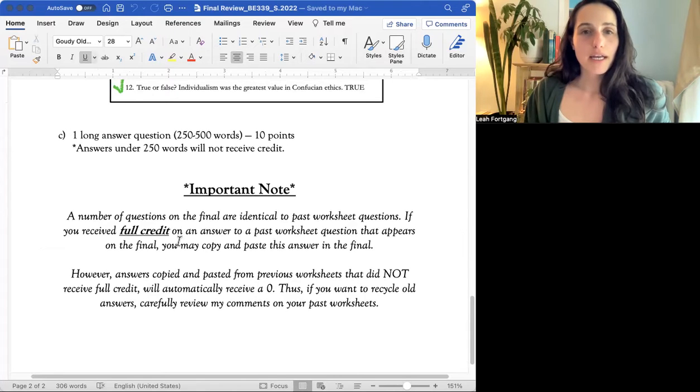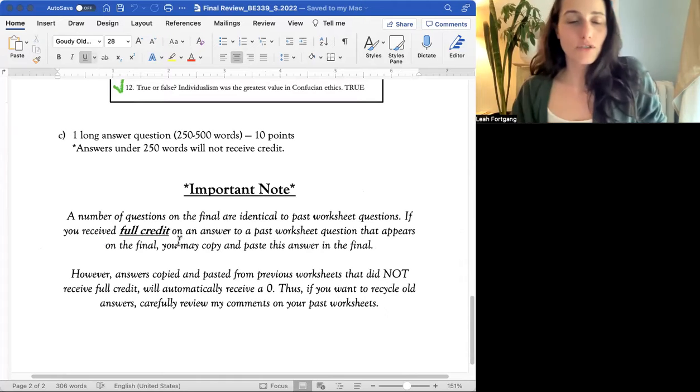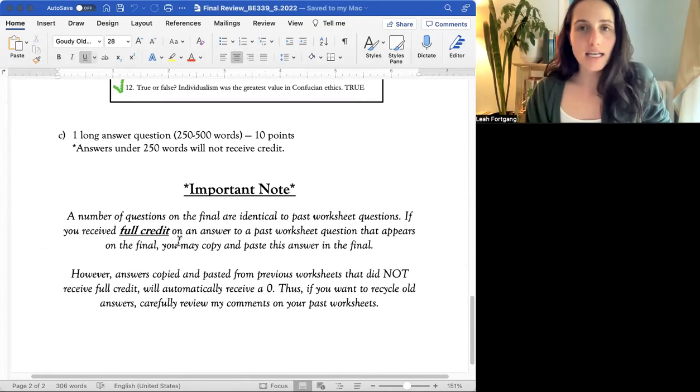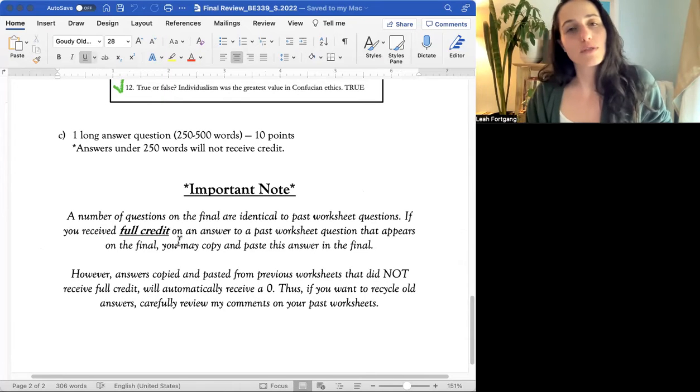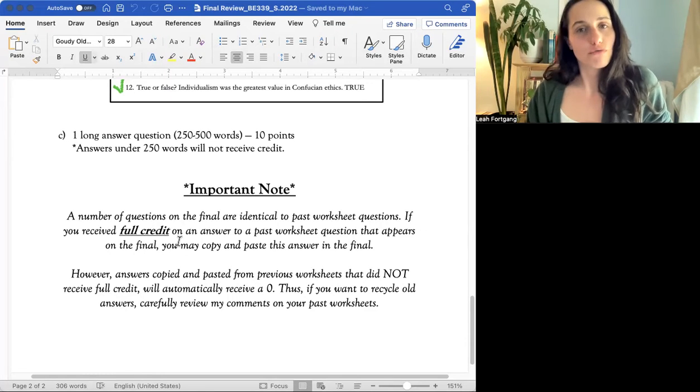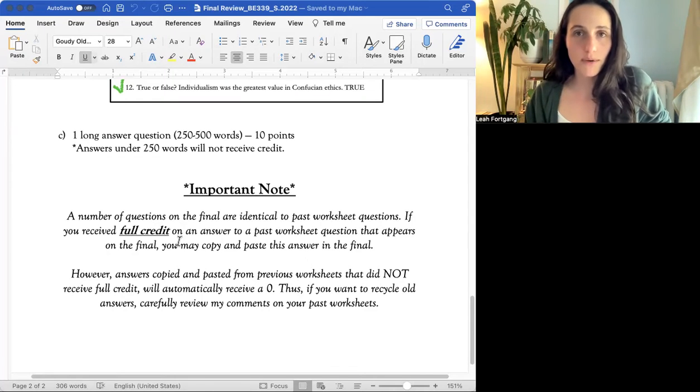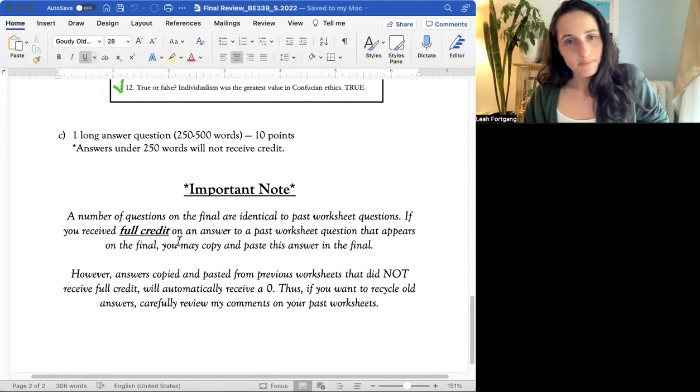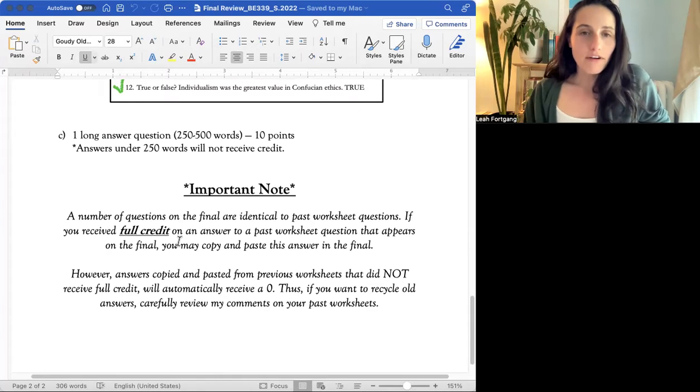So the final thing that I wanted to discuss is something connected to what we might call recycled answers. On the midterm, as many of you pointed out, I think there were a couple of questions that very closely resembled, if not were identical to, questions from worksheets prior to the midterm. And I got a number of people asking, is it okay if I just copy and paste my answer? In principle, that's fine. However, because this is the final, there's an additional requirement here.